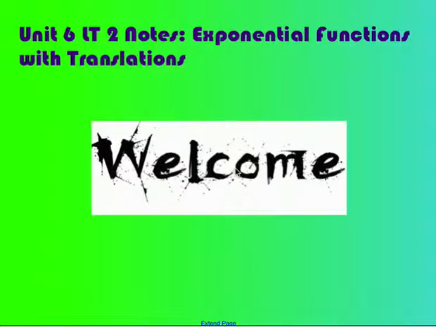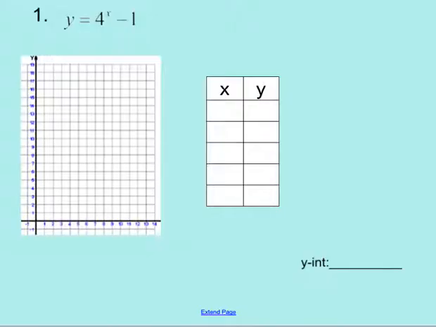Today we're going to be doing Unit 6, Learning Target 2, and so today we're going to be talking about exponential functions with translations. Okay, so we're going to talk about what that means. When we have translations, all that's telling us is that there's a specific part that's being added on. So here we're going down 1. So it kind of means that, you know how we never cross the x-axis? It's kind of like now we're moving the x-axis down 1. But we're really going to go about the same method.